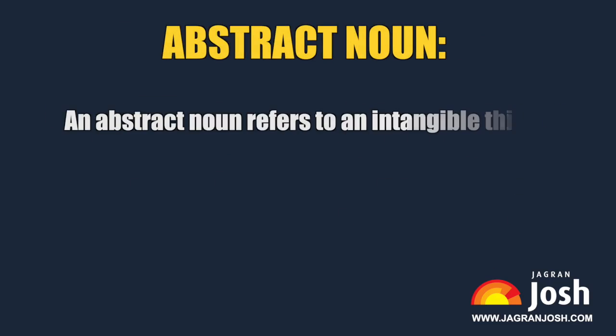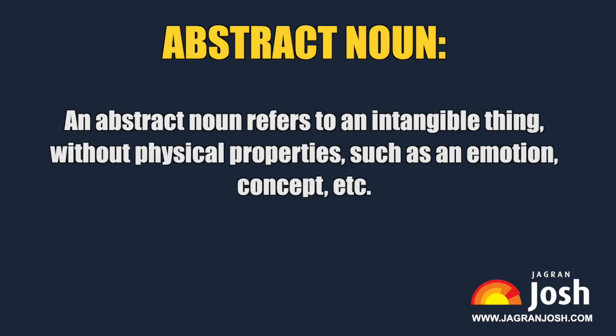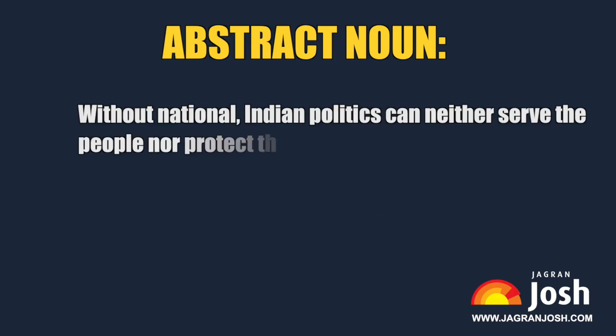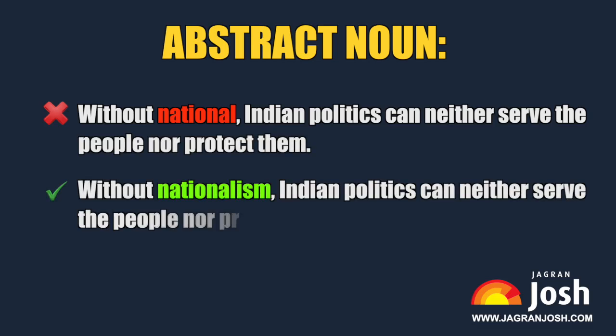Abstract noun. An abstract noun refers to an intangible thing without physical properties such as an emotion, concept, etc. Examples: love, nationalism, lust, character, etc. Without national, Indian politics can neither serve the people nor protect them. The correct way to frame this sentence is without nationalism, Indian politics can neither serve the people nor protect them.